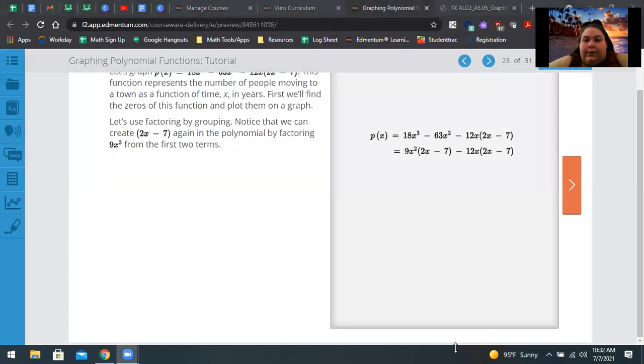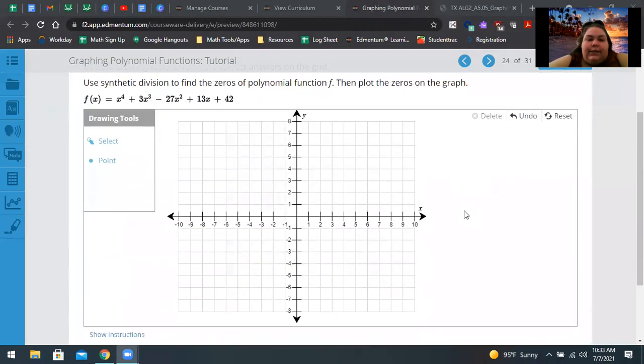I'm going to go ahead and help you do the setup and we'll go ahead and work on it together here. So, and we'll use some of the numbers here. So use synthetic division to find the zeros. So remember, we need to make sure that our function is in standard form.